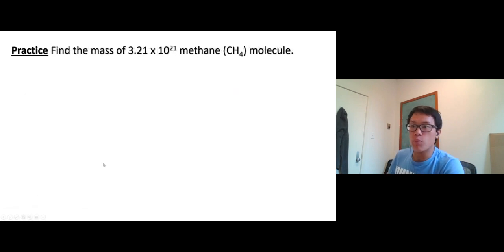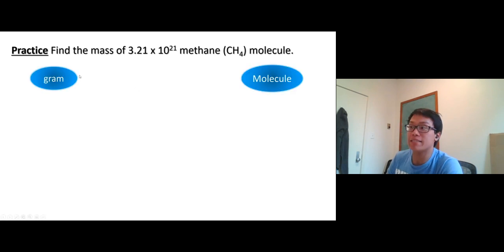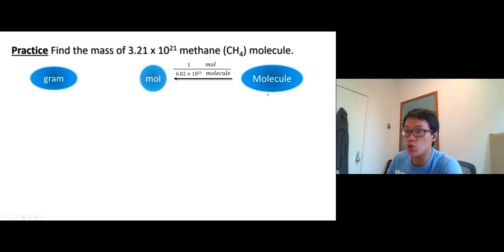All right, and we have one more. Find the mass of 3.21 times 10 to the 21st methane molecules. The mass, well, that's in grams. So we want to get grams, and we start with molecules. How do we get to grams? You can't go directly to grams, but I know that I can convert molecules to moles, and then moles to grams.